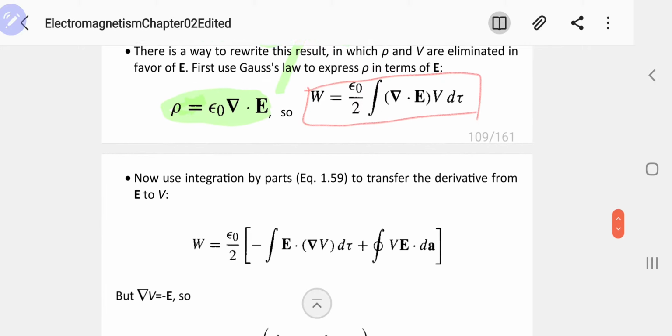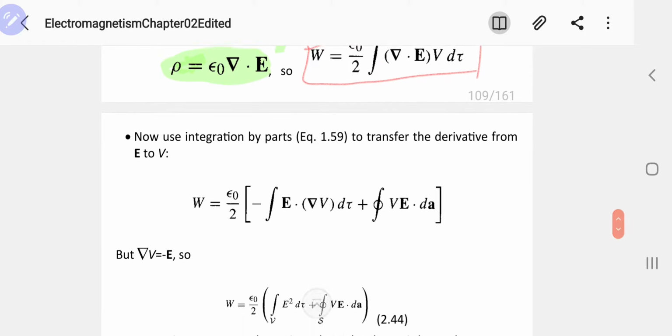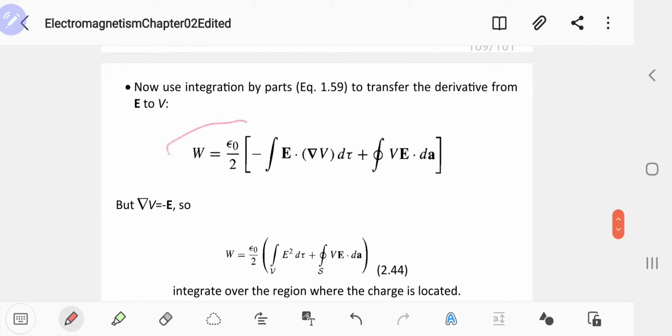So if you do integration by parts, like what we discussed in chapter 1, you will be able to convert this into this expression here. That's integration by parts, applying the Stokes theorem, and then applying the Gauss theorem. So you have that.